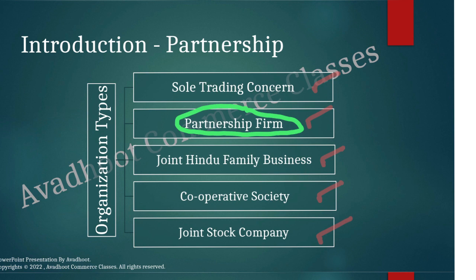According to the Partnership Act 1932, partnership is defined as the relation between persons who have agreed to share the profits of a business carried on by all or any one of them acting for all. Carried on by all or any one of them acting for all is the most important. Carried on by all means when all the partners do the business, all the activities are binding upon them. Suppose one partner is acting for the partnership, then whatever act he or she has done will be applicable to the other partners too.